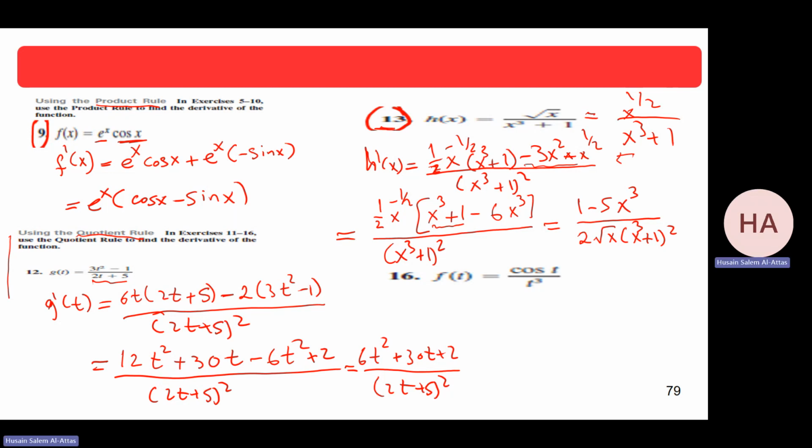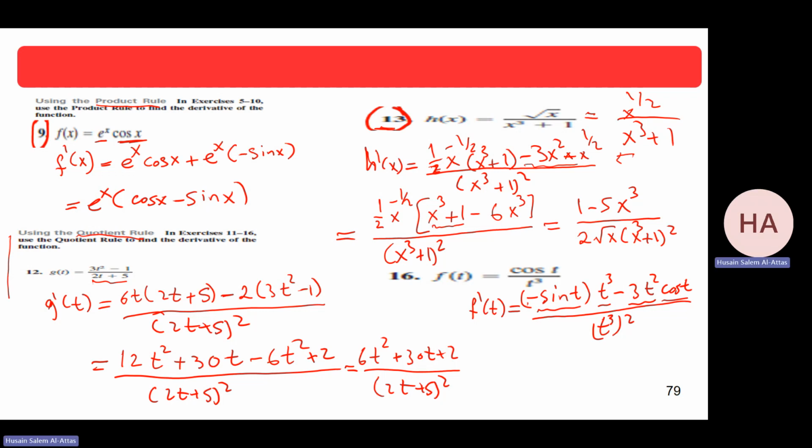Question number 16. How to do it? F prime, just derivative of the numerator, minus sine t, times the denominator, minus 3t squared times the numerator over t cubed squared. So the derivative of the numerator times the denominator minus the derivative of the denominator times the numerator.